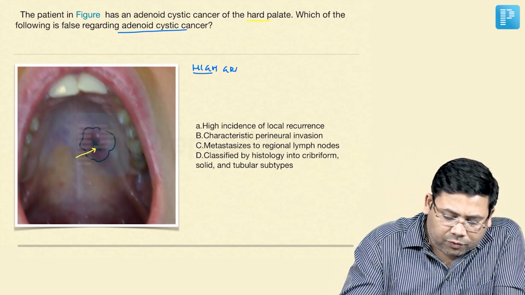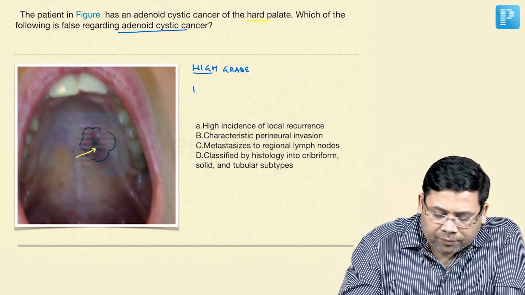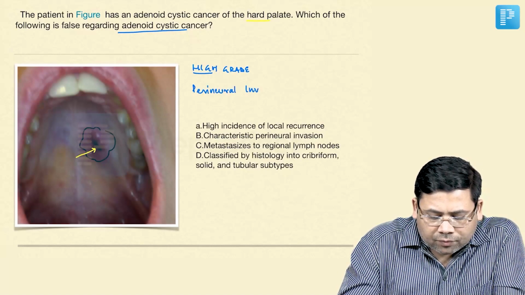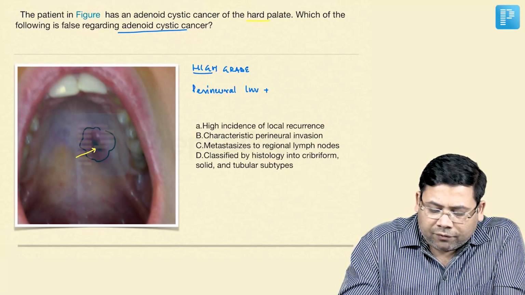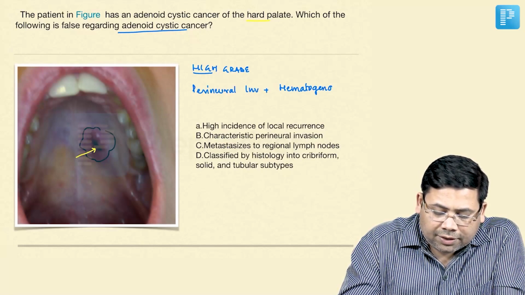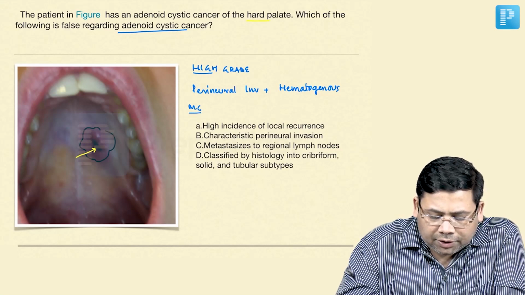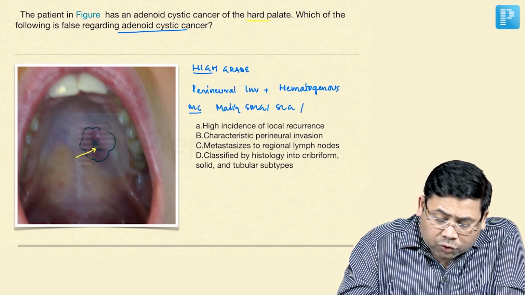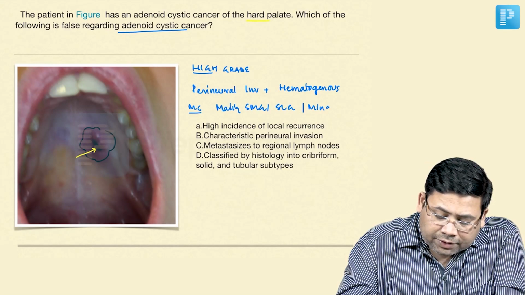Point number one, you have to understand, it's a high grade aggressive tumor. This is a tumor with perineural invasion, and also along with that perineural invasion, it has hematogenous spread. Not only this, it is the most common malignancy involving submandibular gland, sublingual gland, and also the minor salivary glands.